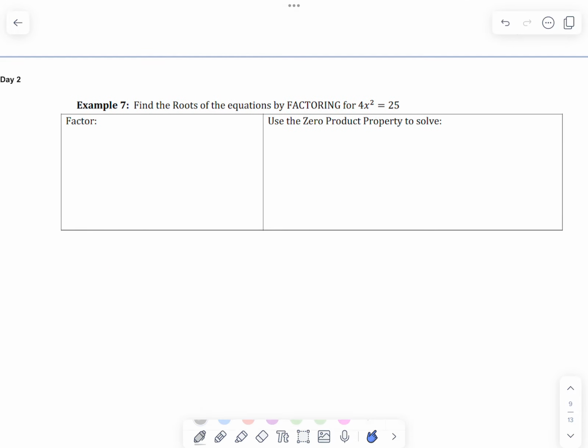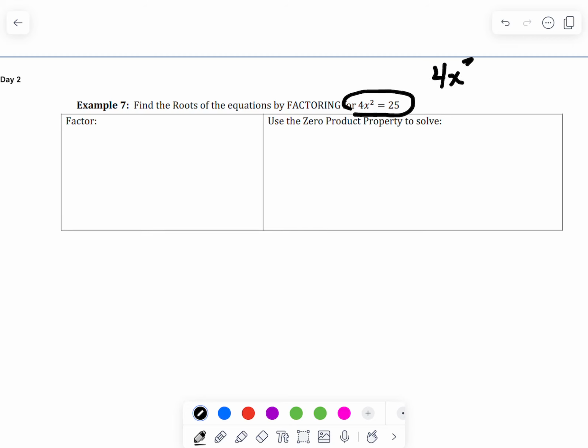All right, here's an example. We have another quadratic equation. It's not in standard form. So we're going to move that 25 to the left. So you're setting it equal to 0. We can factor this one by the difference of two squares.